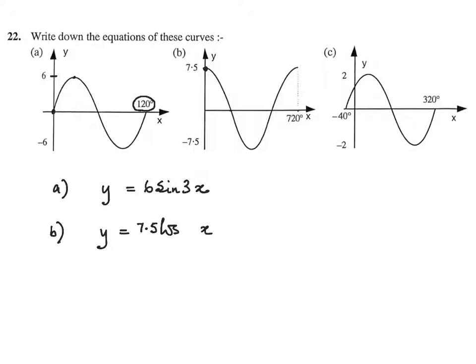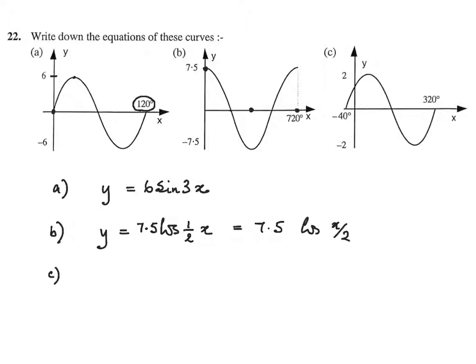Now, this is unusual. It takes 720 degrees to complete one single cycle of this graph. So what we have to ask ourselves is, how many cycles would we have in 360 degrees? We would have 1/2 of a cycle. So it's 7.5 cos 1/2 x, and that might be written as 7.5 cos of x over 2.